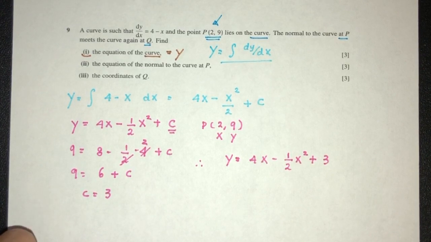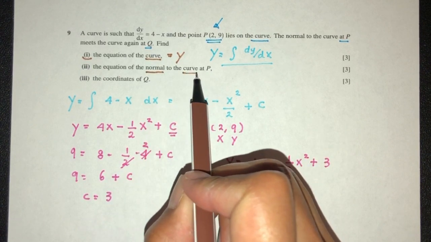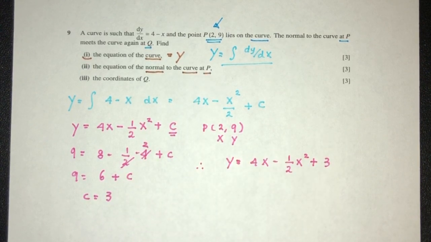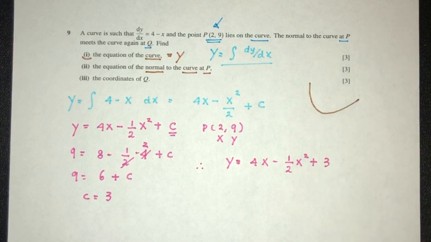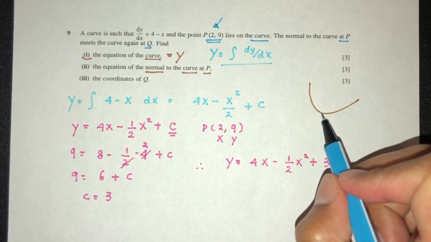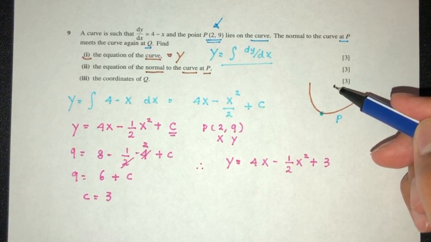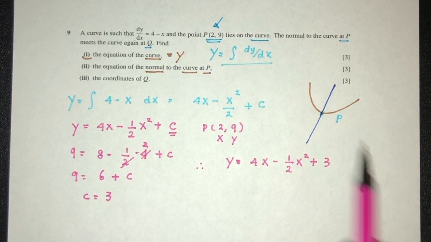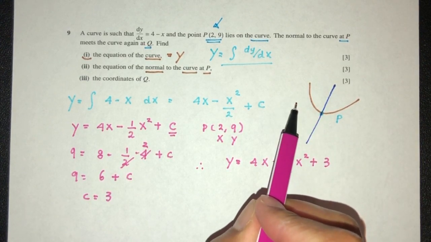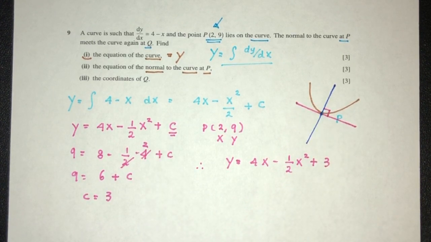Now for part 2, we have to find the equation of the normal to the curve. This kind of question actually comes up pretty often. For example, let's say my curve is in this shape, and the point P is somewhere over here. Now, the normal to the curve at the point P is a line at 90 degrees to the curve at this point. Something we have to know is that the normal is always at right angle to the tangent at the point.